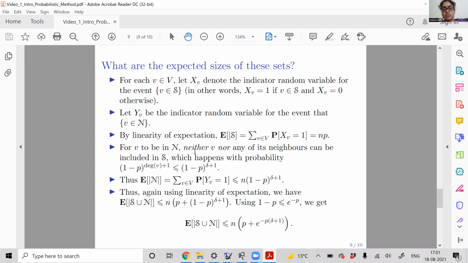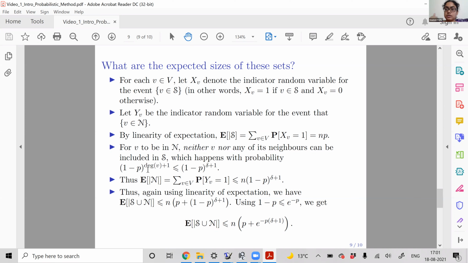Here this quantity deg V denotes the degree of V, so the degree of V is the number of neighbors of V. None of them gets selected to be included in script S, and V does not get included in script S either. Each of these events happens with probability 1 minus p, and they happen independently over the vertices.